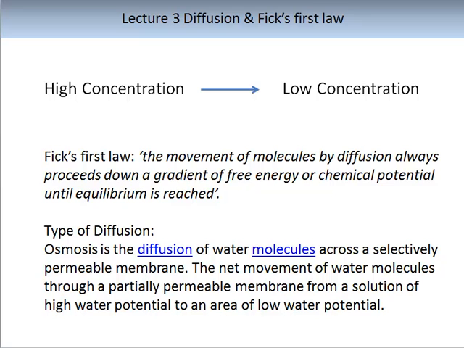When we take this one step further and we look at diffusion, we can begin to understand that diffusion is a process of osmosis. That is, the diffusion of water molecules across a selectively permeable membrane. The net movement of the water molecules through a partially permeable membrane from a solution of high water potential to an area of low water potential.